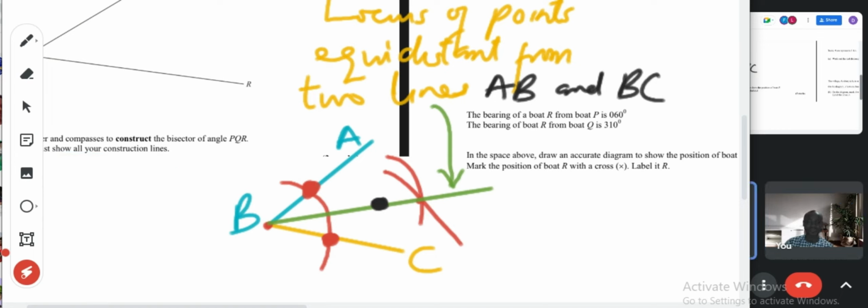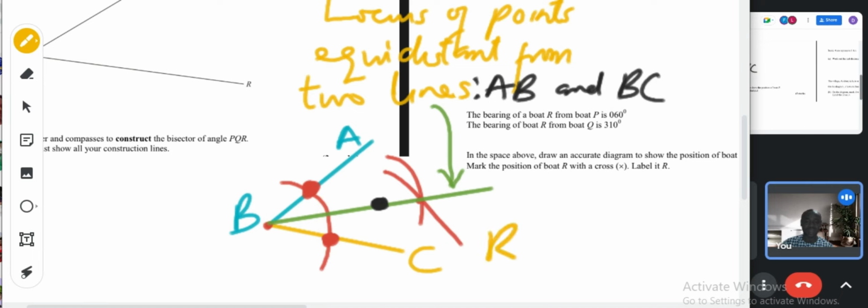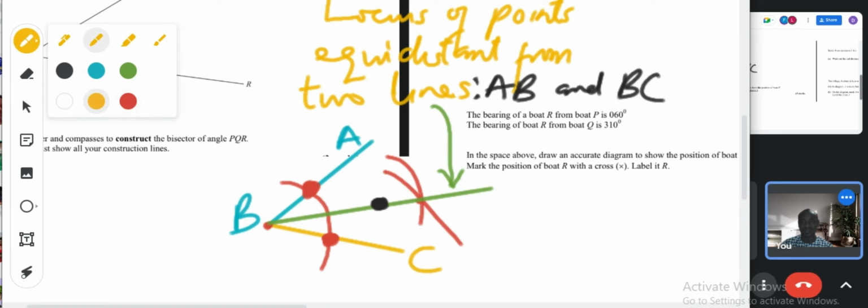Let me explain this again. This is about the locus of points equidistant from two lines, line AB and line BC. To get that, you have the line AB, you have the line BC, and an angle is formed between them. Just bisect the angle. So I can say bisect the angle formed between A and B. That's basically what I would write here.